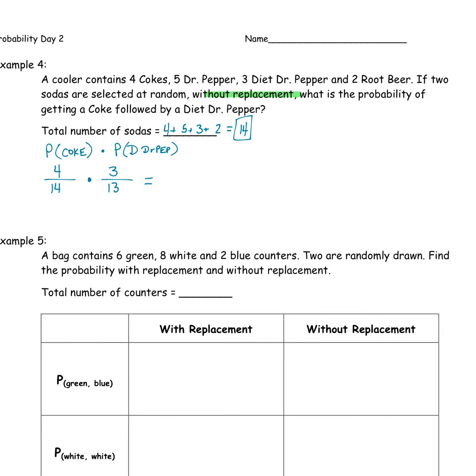Okay, so now that we got that, we multiply straight across. You can reduce early, you can cross cancel, whatever you want to do. We're just going to multiply straight across. 12 out of 182. Math frac in your calculator. 6 out of 91 is the probability that we pull a Coke and not putting that Coke back, reaching back in and getting a Diet Dr. Pepper.